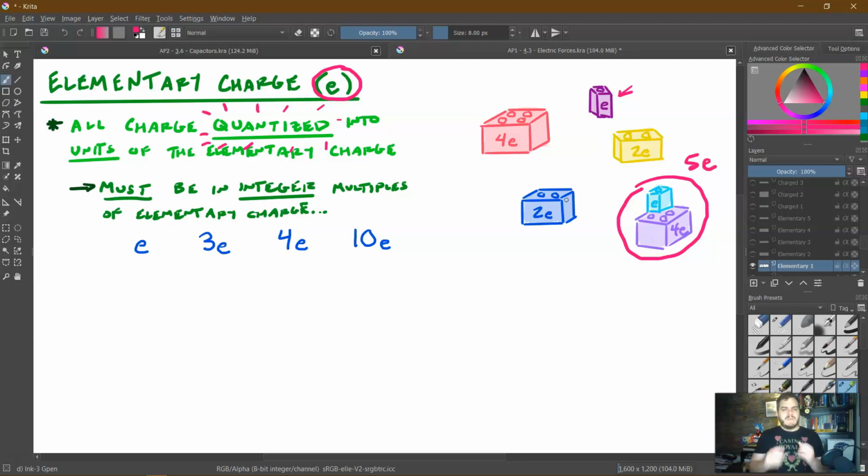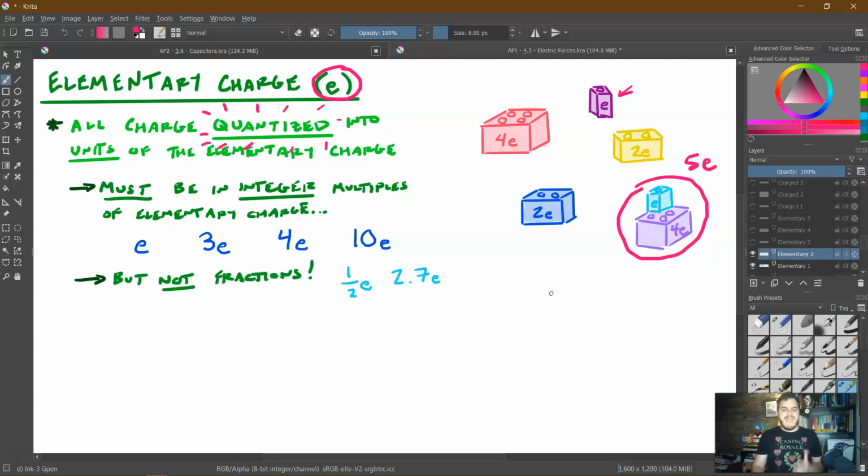But you notice, these are all in integer multiples of the elementary charge. 1e, 2e, 3e, 4e, 5, 6, 7, 8, 9, 10, etc. And what's important to note is that we don't have fractions. You don't have half an e. You don't have 2.7e. Because everything must be in these little pieces of what is known as the elementary charge. Now, specifically with quantizing, that means that the elementary charge is a quantum of charge. And if you have multiple, it would be quanta of charge.